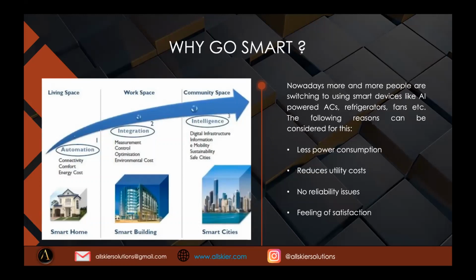Next comes reduced utility costs. Well, that is also self-explanatory, because with less power consumption, it reduces the utility costs as well. Then there are no reliability issues, and you have a feeling of satisfaction, when you need not think about anything. For example, if there are sensors on your doors, and the sensors detect that this person is going out of the room, then the lights and fans switch off automatically.